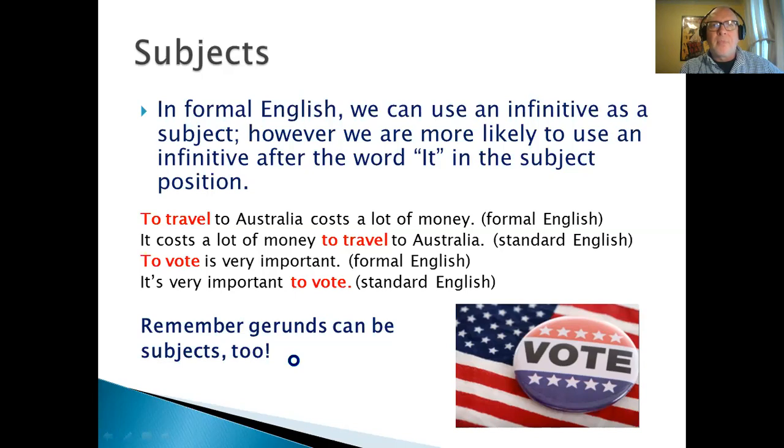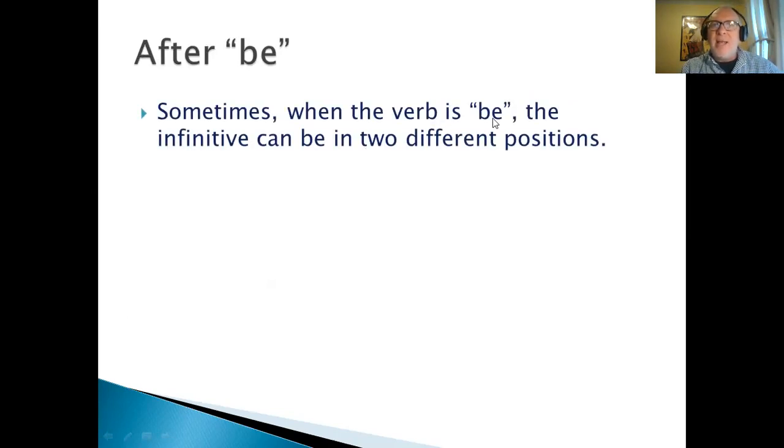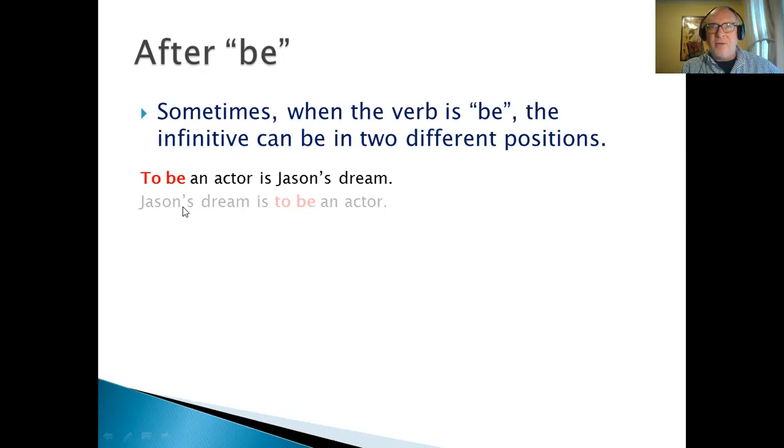And finally, we can use the infinitive after be. Sometimes when the verb is be, the infinitive can be in two different positions. This is only true when the verb is be. If the verb is something other than be, we can't do it. But sometimes we can do it this way, right? To be an actor is Jason's dream, right? Here we put the infinitive in front. But we can also switch it around. Jason's dream is to be an actor.